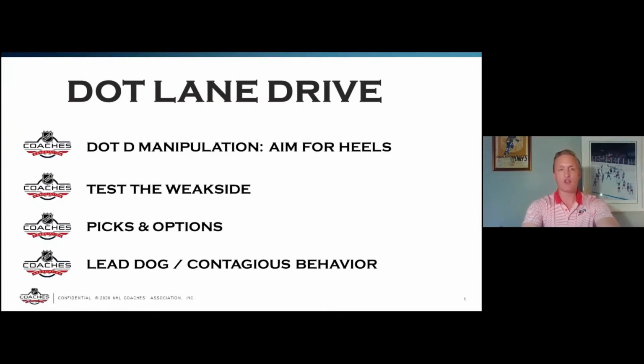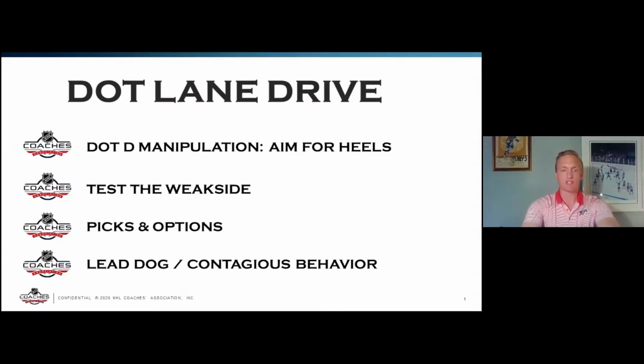And what you're trying to do is manipulate the outside defenseman. So you're aiming for that defenseman's heels, trying to make him uncomfortable. And the reason we aim for the dot lanes, as opposed to that middle lane drive, is to test that weak side defenseman.